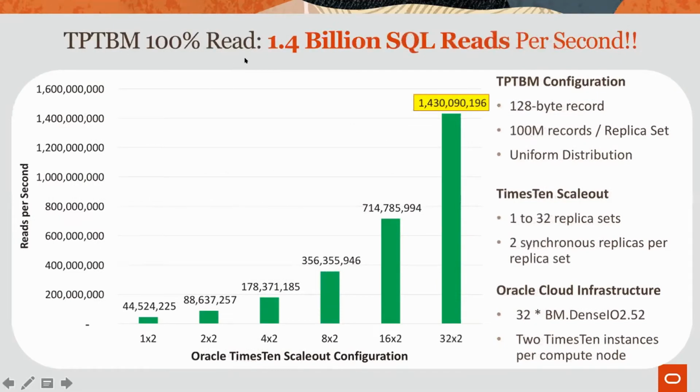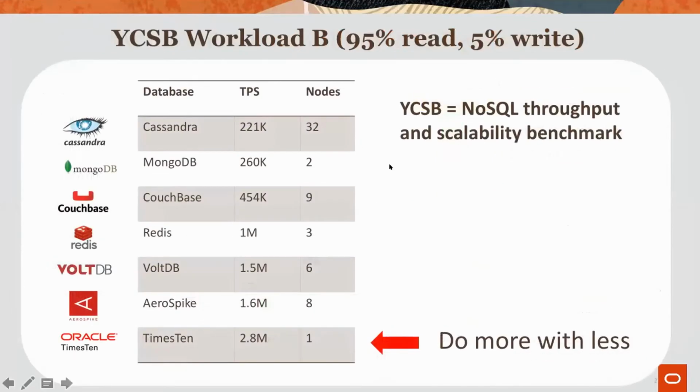If we just do 100% reads with the same 64 machines, we're able to do 1.4 billion SQL selects per second. So that's primary key lookups. That's fairly fast for a relational database. How does that compare to NoSQL databases? There are a lot of them out there, and most of them use some form of clustering.